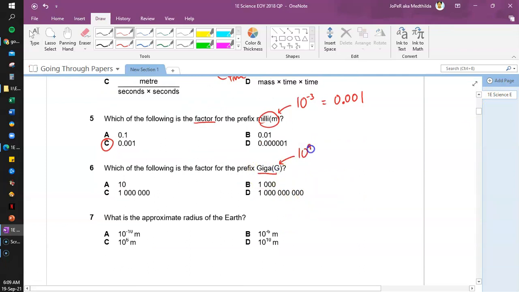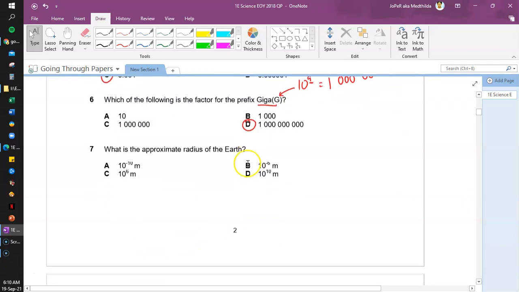Next, which of the following is a factor for the prefix giga? Giga is 10 to the power 9. So you can see the difference between these two is that one has the power minus, one doesn't have. So therefore, 10 to the power 9 is definitely not a decimal. The 9 here tells you must see 9 zeros. So in this case, because there's no power minus, therefore it's 1 with 9 zeros behind. Therefore the answer is D.